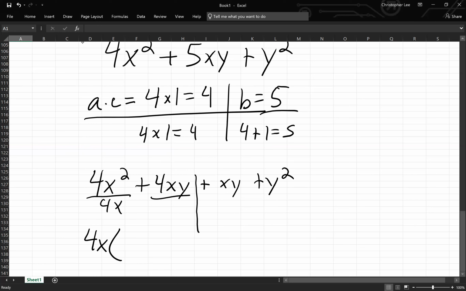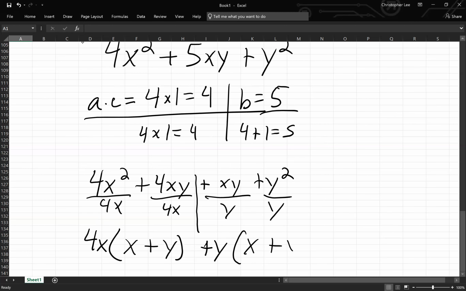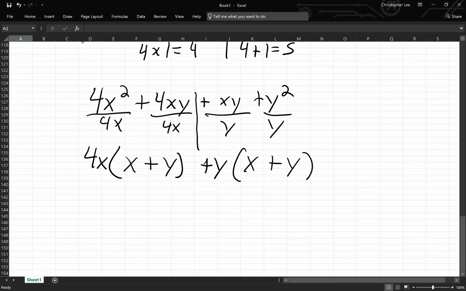Remember, it's like you're dividing by 4x. What's left over? X plus y, right? Good. I'm looking at the second group, the xy plus y squared. What's the greatest common factor there? Y, right? So that's going to be a plus y. What's left over? It's like you're dividing by y. X plus y, right? Now, greatest common factor one more time.